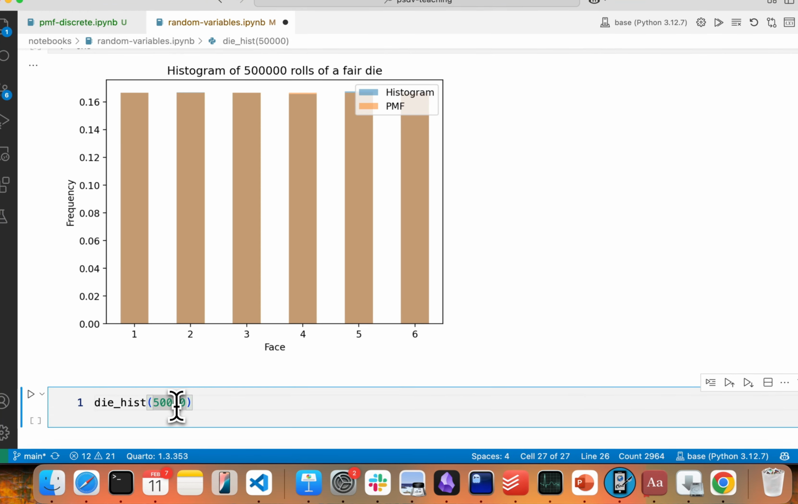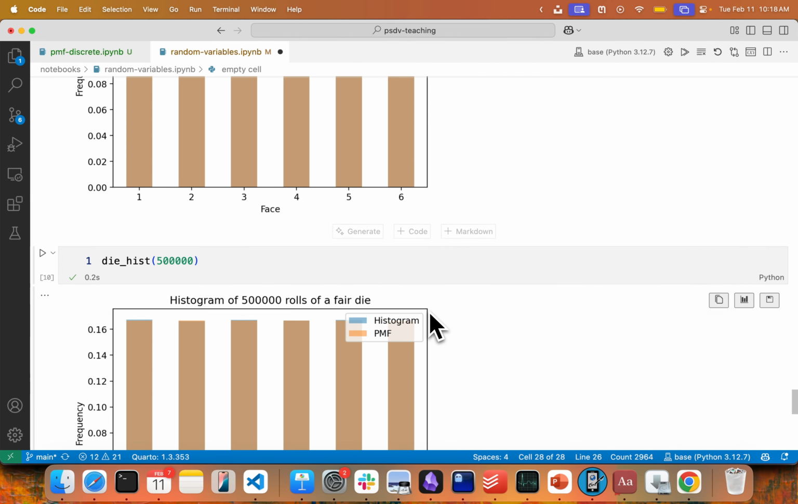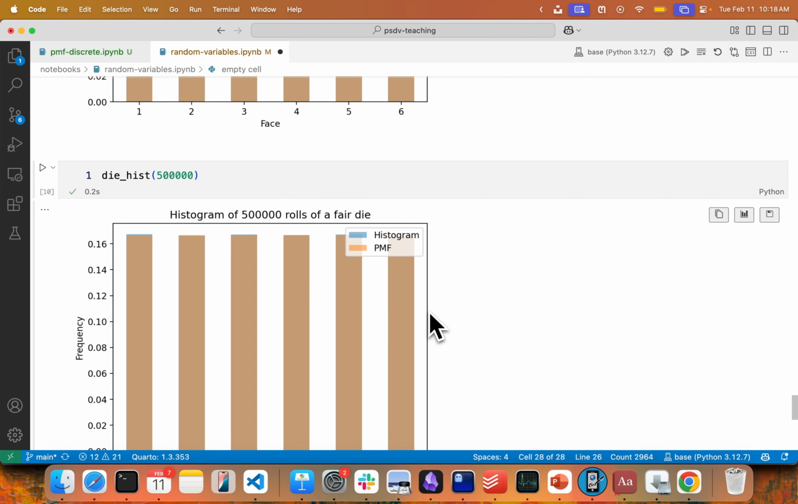Let's do it one more time. It might become a little slow, but we'll see. Okay. Can you now see the gap is almost tending towards 0? So what can you conclude from this?